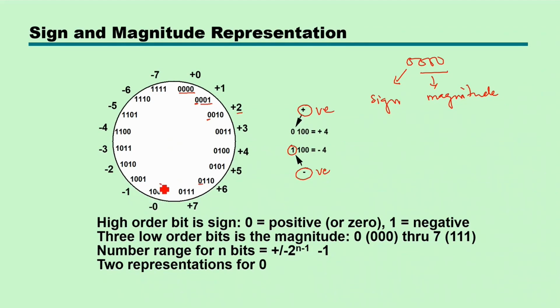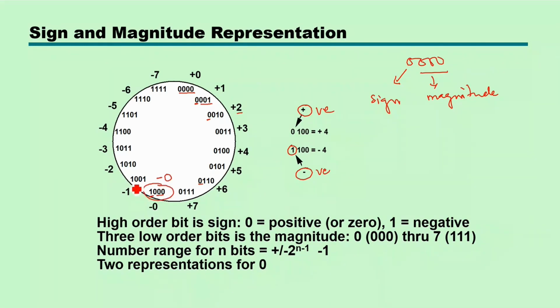Now we go to the 8. In the 8, the sign bit is 1, and 1 means a negative number. Again, the remaining 3 bits are 000, indicating 0. So it is indicating minus 0.